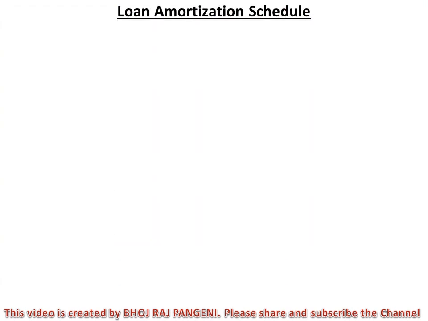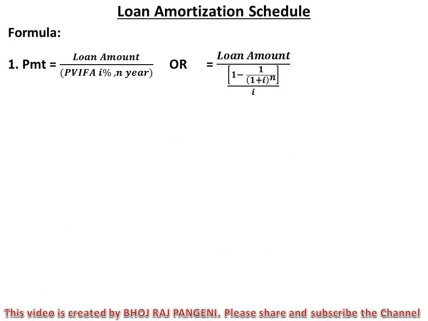Now we are going to discuss the loan amortization schedule. A loan amortization schedule is a schedule where the loan is amortized to zero value, that is, fully amortized, or the loan is decreased. Have a look at some formulas for an installment loan. Formula number 1, PMT. PMT means equal annual installment. PMT equals loan amount divided by PVIFA at i percent for n years.